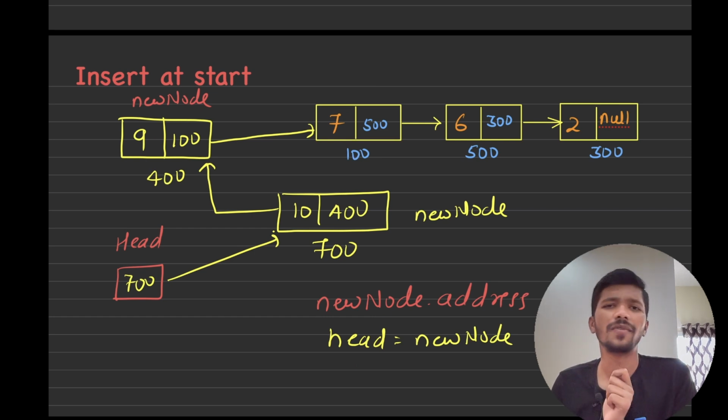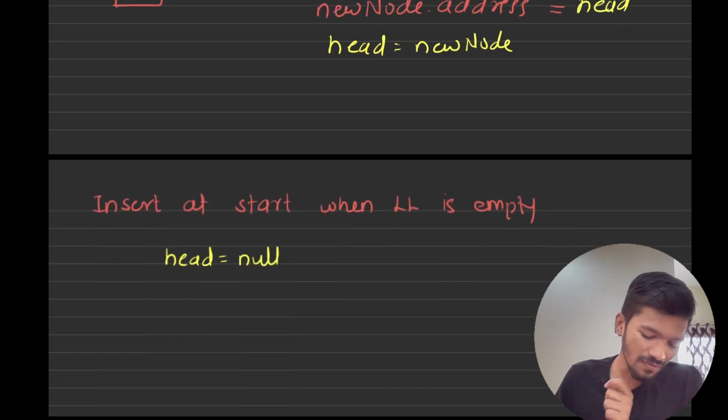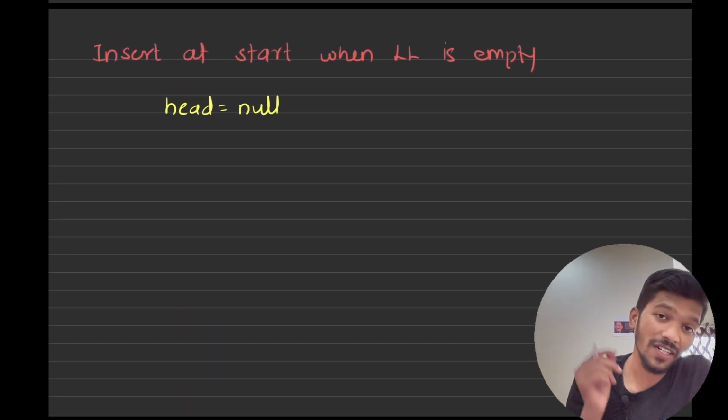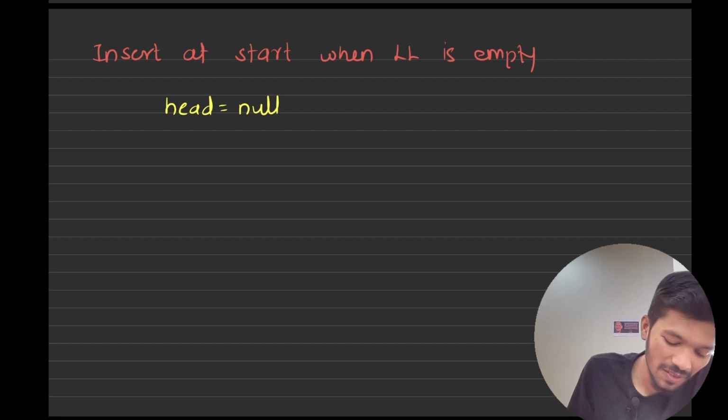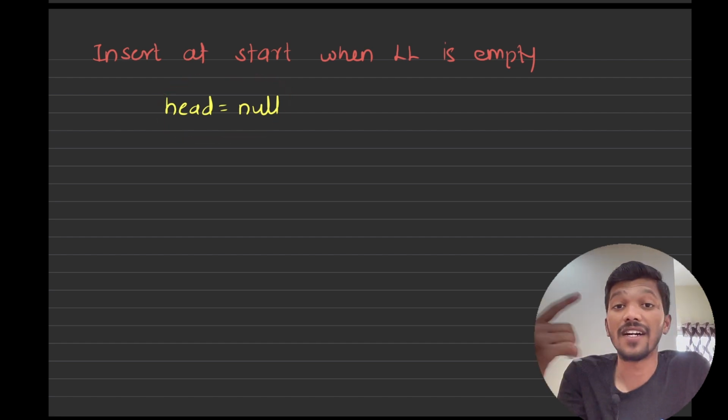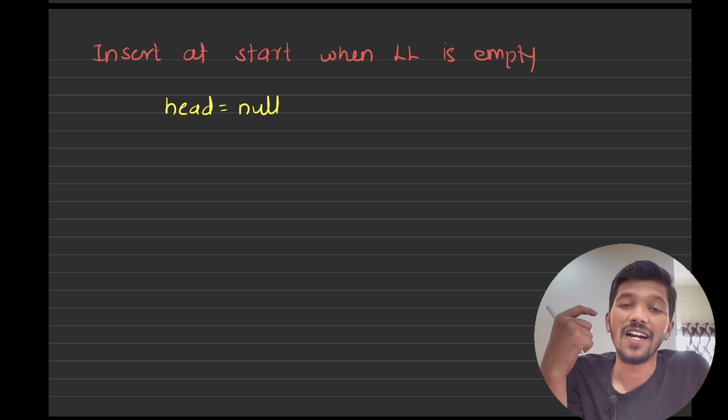But there is one problem in this. What is that problem? The problem is, what if my linked list is empty? Let's suppose my linked list is empty and my head is initially pointing to null, and I ask you to insert an element at start. How can I do this?